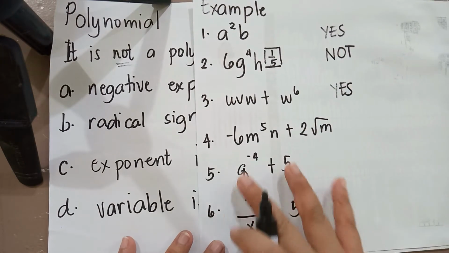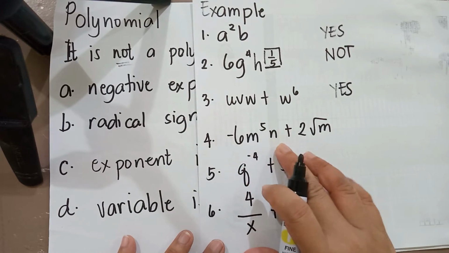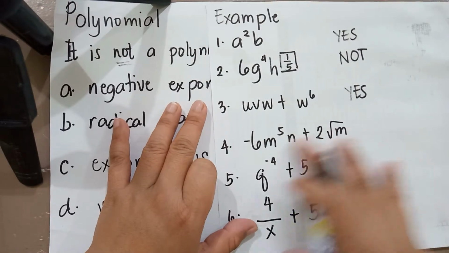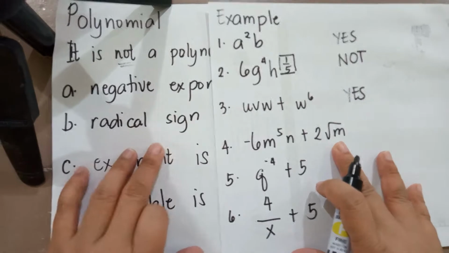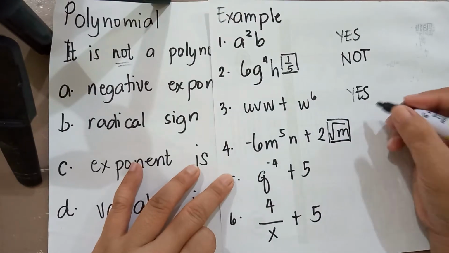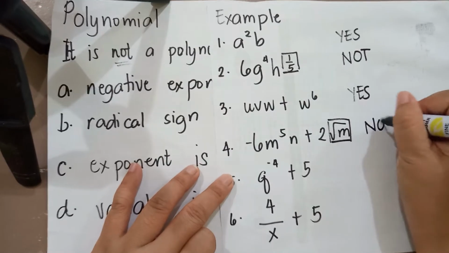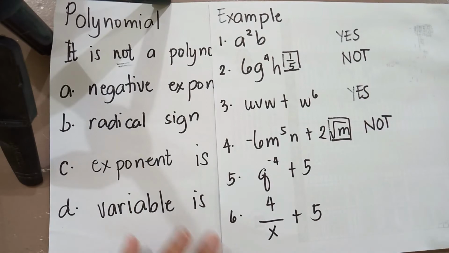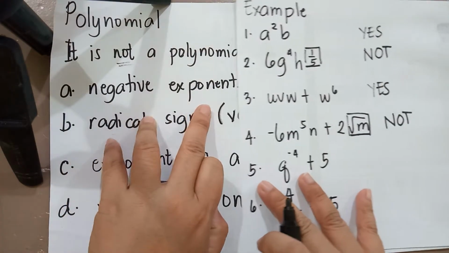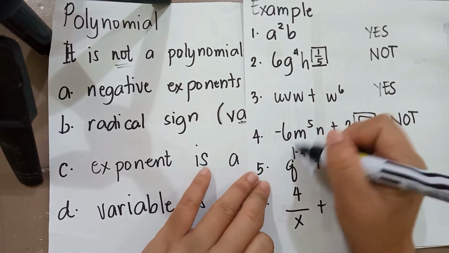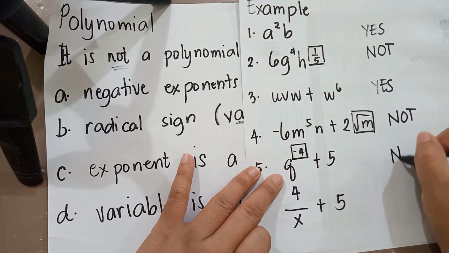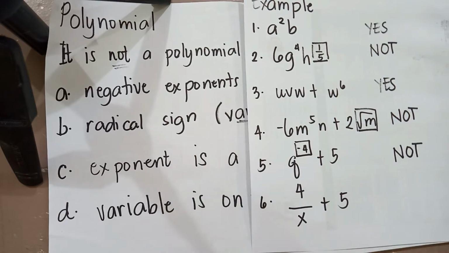Number 4, negative 6m to the fifth n plus 2 square root of m. Negative exponent? None. Radical sign? We have here a radical sign. Then we can say this is not a polynomial. Number 5, negative exponents. We have here an exponent which is negative. Then we can say this is not a polynomial.